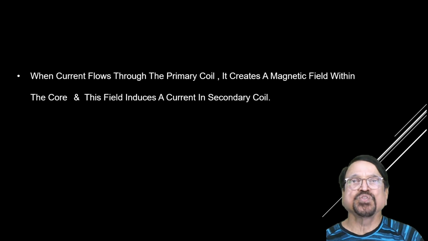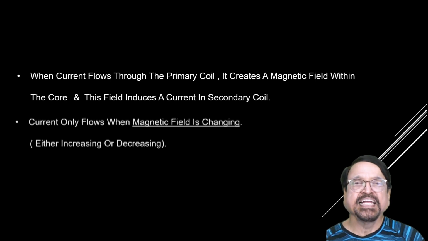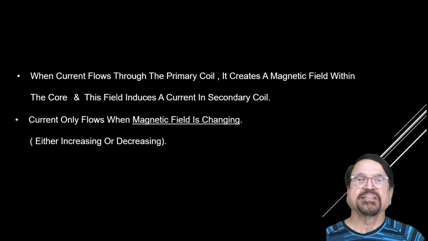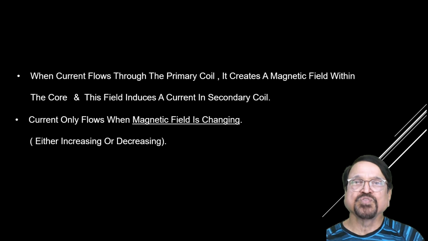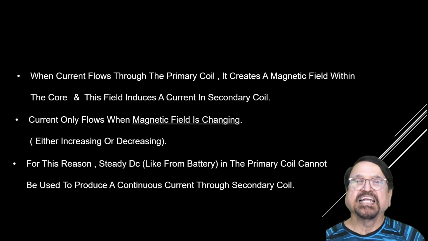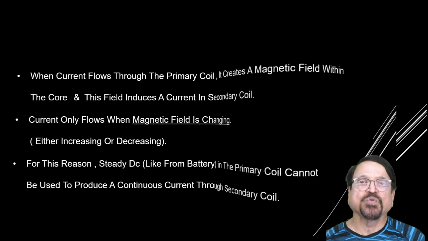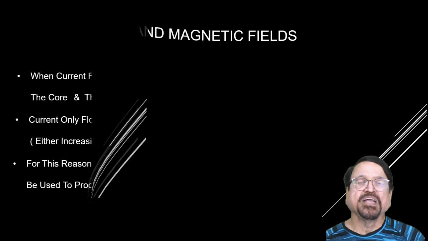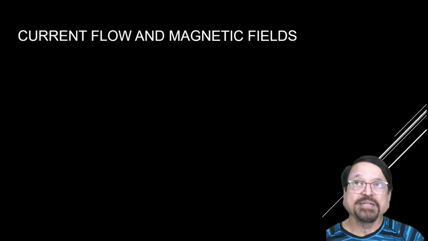When the current flows through the primary coil, it creates a magnetic field within the core, and this field induces a current in the secondary. This current only flows when the magnetic field is changing, either increasing or decreasing. For this reason, a steady DC like batteries in the primary coil cannot be used to produce continuous current through the secondary, because it will not change the polarity, it will be the same. So electromagnetic induction will not be there.